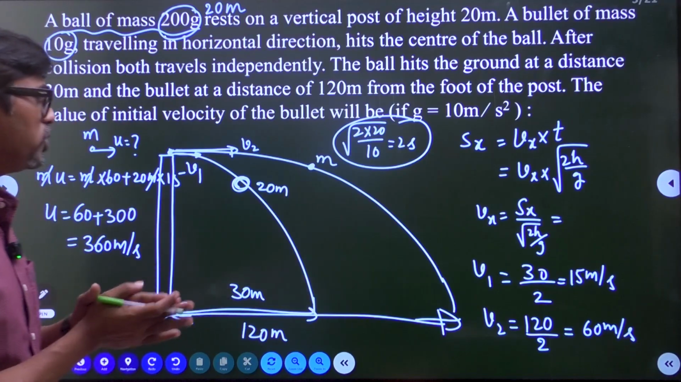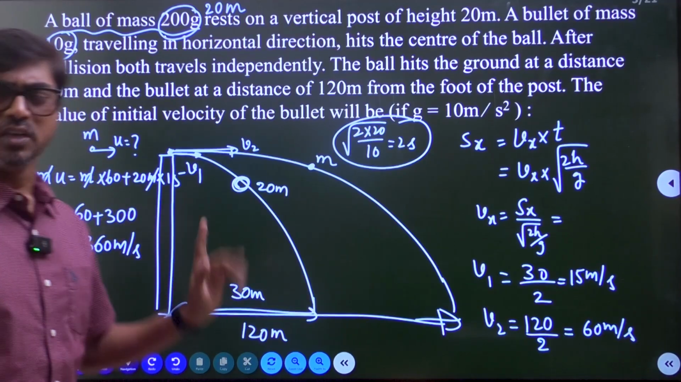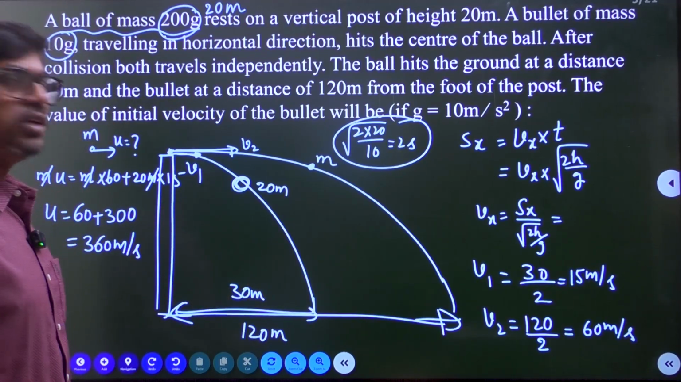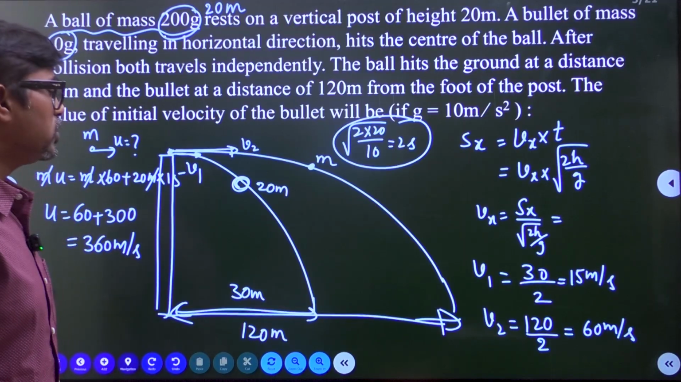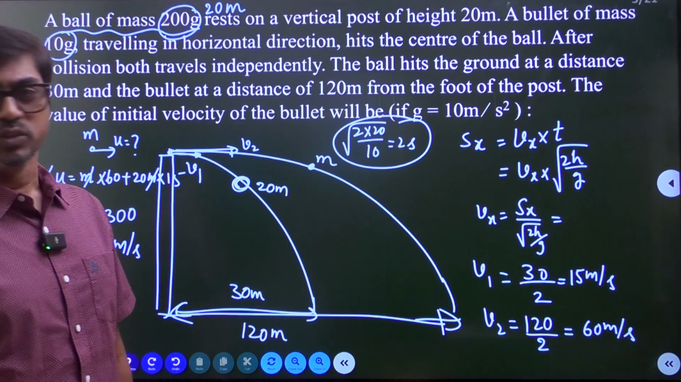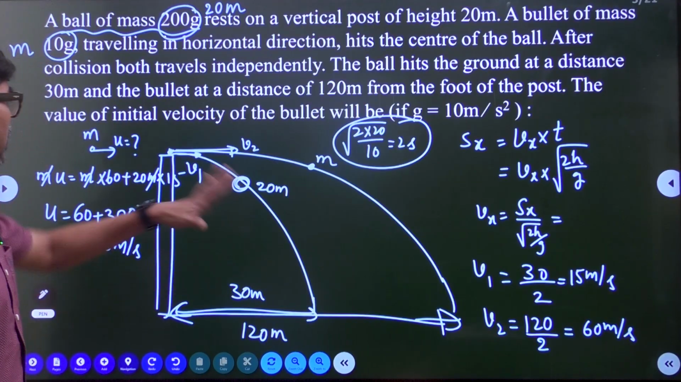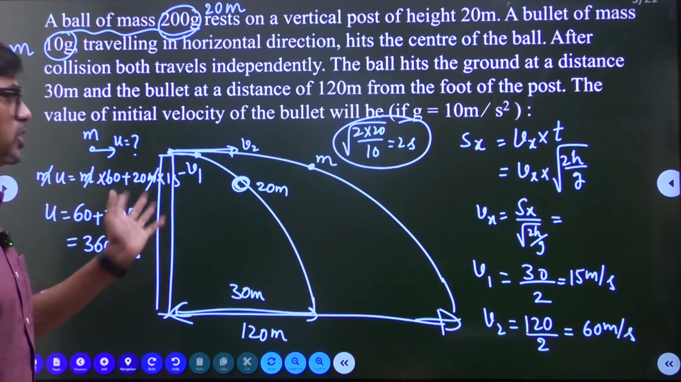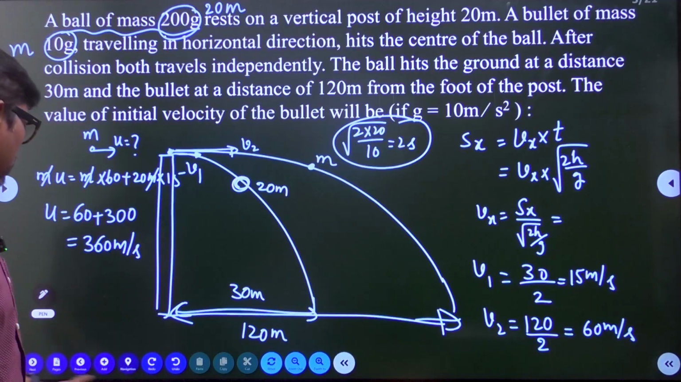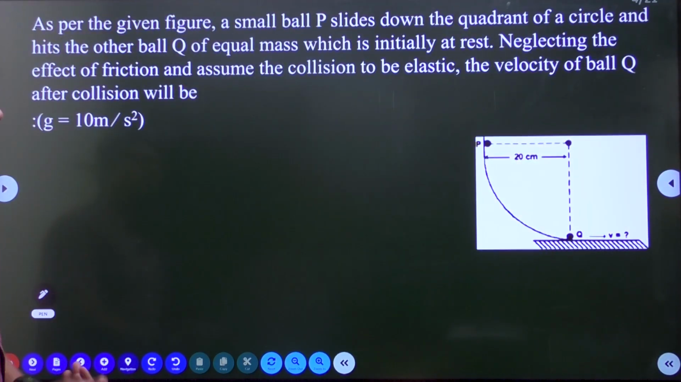So what are the ideas we've used? Projectile motion horizontally, that is one important. Vertical motion will decide time of flight. Horizontal motion will be uniform motion, constant velocity, because there is no horizontal acceleration. And then before collision, momentum has to be conserved just after collision, only in the horizontal direction. That's the idea we have. So let's go to the next problem.